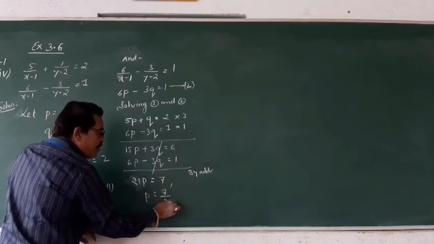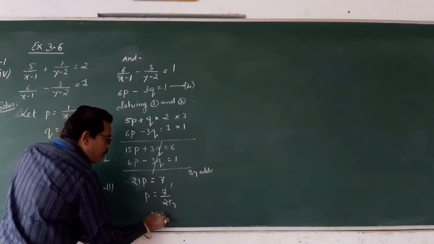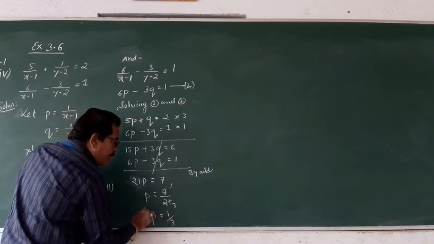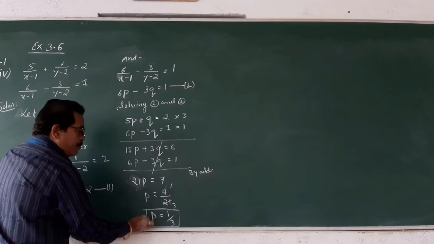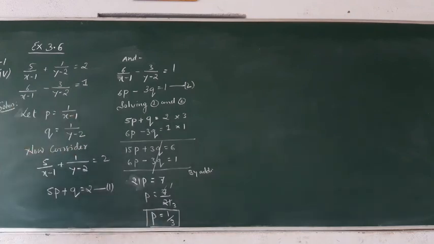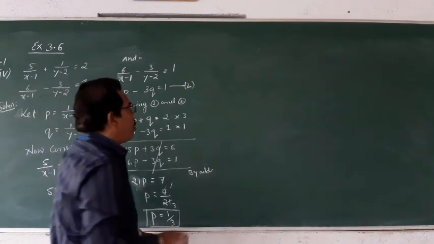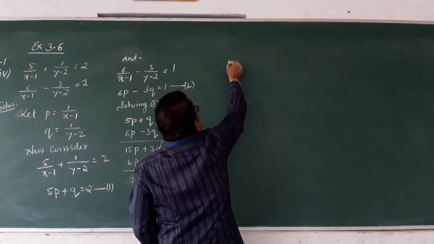Therefore, p equals to 7 divided by 21. 7 ones are 7, 7 threes are 21. P equals to 1 by 3. So, put p equals to 1 by 3.